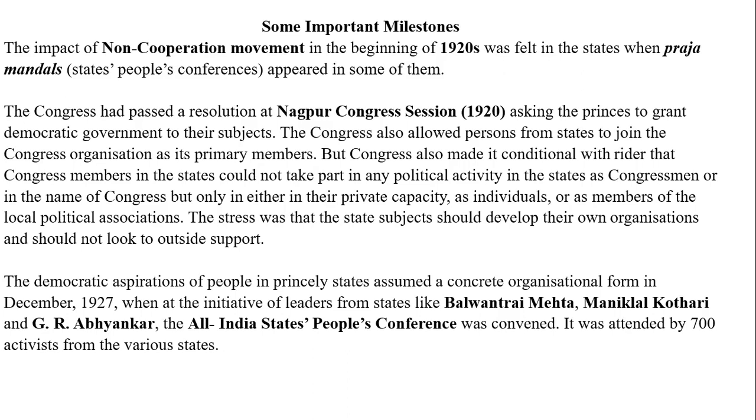What are some very important milestones? As the non-cooperation movement was happening in the 1920s, subsequently in other states, as I mentioned in Mysore, the Lok Parishad was already formed. So in different states, Prajamandals were starting to appear. One important Congress session you need to remember is the Nagpur Congress session. In 1920, Congress passed a resolution asking the princes to grant democratic government to their subjects. The Congress also allowed persons from states to join the Congress organization as primary members. But it made this conditional with a rider: Congress members in the states could not take part in any political activity as congressmen or in the name of Congress, but only in their private capacity as individuals or as members of a local political organization.